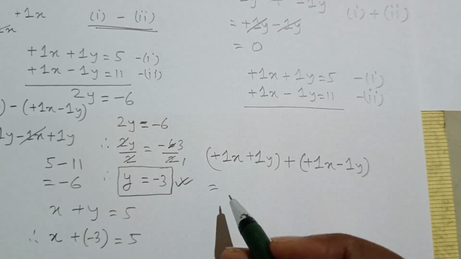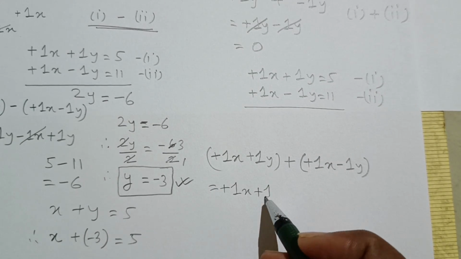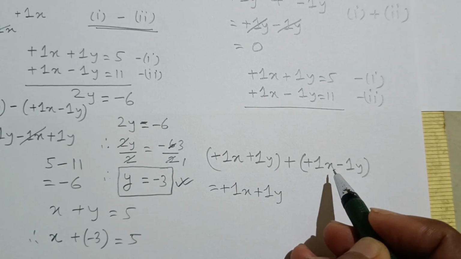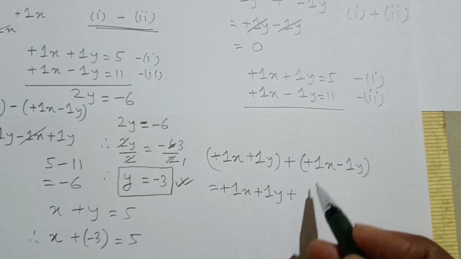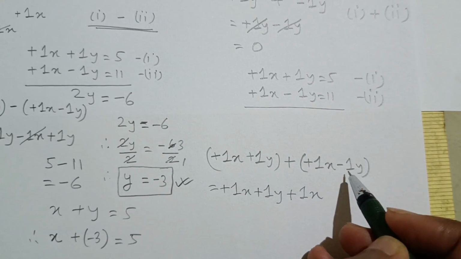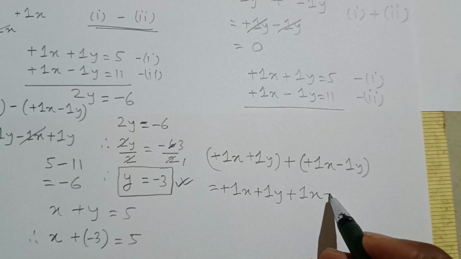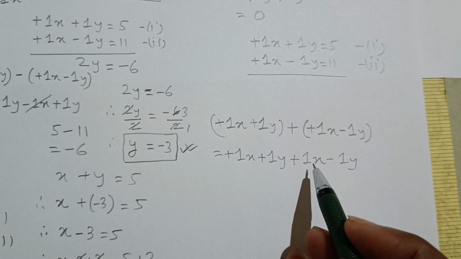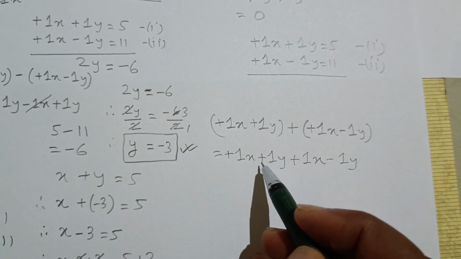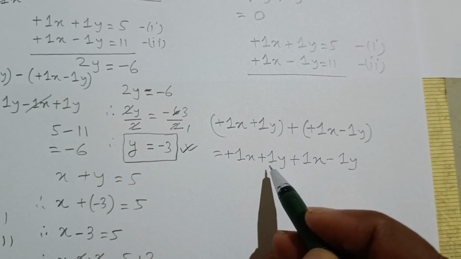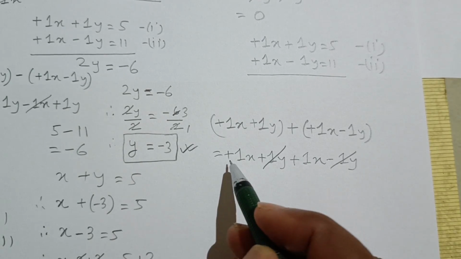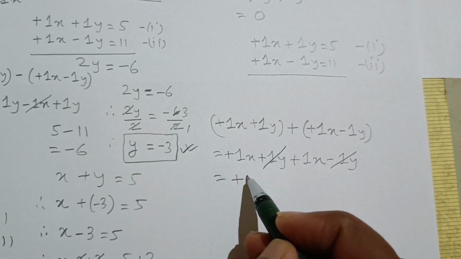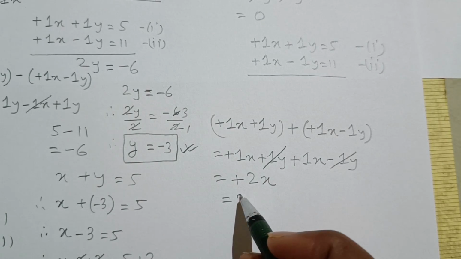Let us solve this. So plus 1x plus 1y. Now plus into everything inside the bracket. So plus into plus 1x. Plus into plus is plus. So plus 1x. And plus into minus 1y. Plus into minus is minus. So minus 1y. So plus 1x plus 1y plus 1x minus 1y. Here plus 1y and minus 1y will cancel with each other. So we are left with plus 1x plus 1x. Plus 1x plus 1x is plus 2x. And plus 2x, we can simply write as 2x.